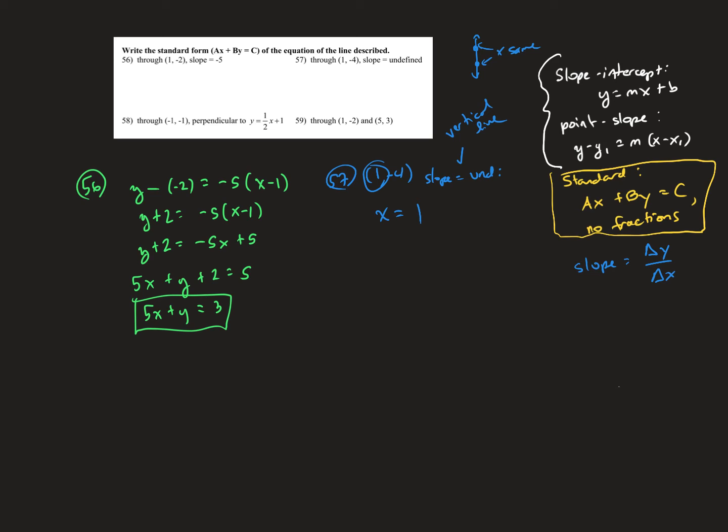Now, some teachers would say that's not really standard form because it's not Ax plus By equals C. So we can make it that way by saying we have an x, there aren't any y's, and that equals 1.